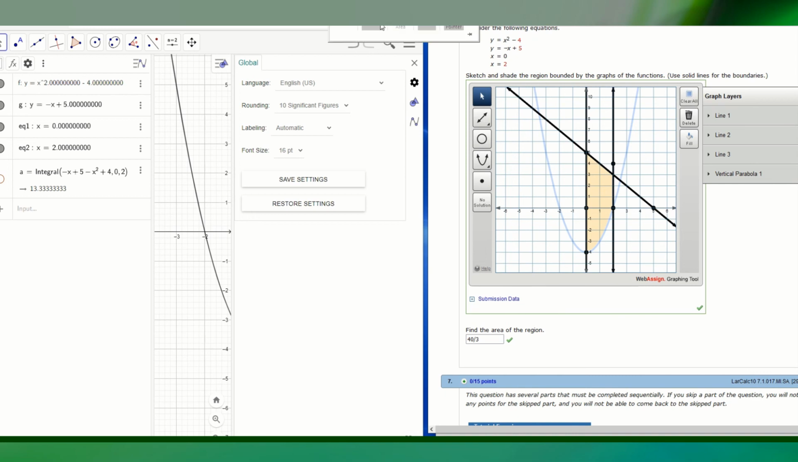Okay, keep your WebAssign and GeoGebra side by side, and in situations like this, if you have non-terminating decimals, maybe you can use your graphing calculator to figure out the integral again and see what you get.